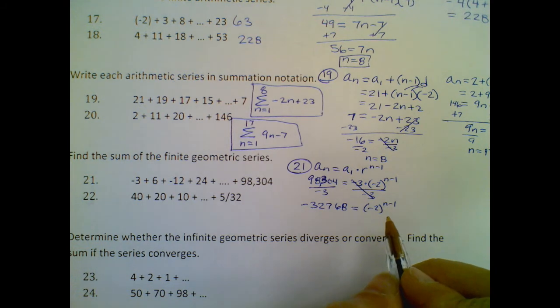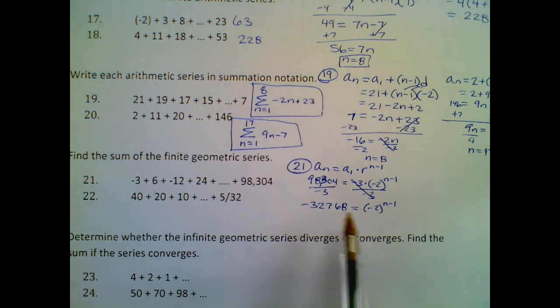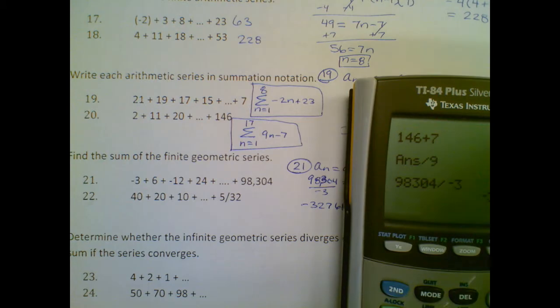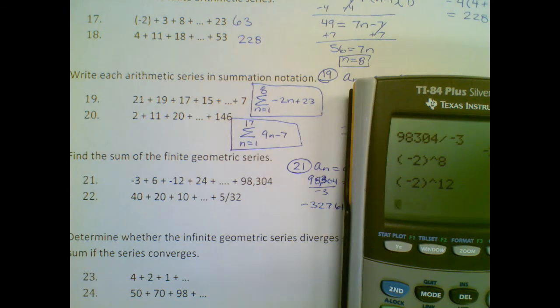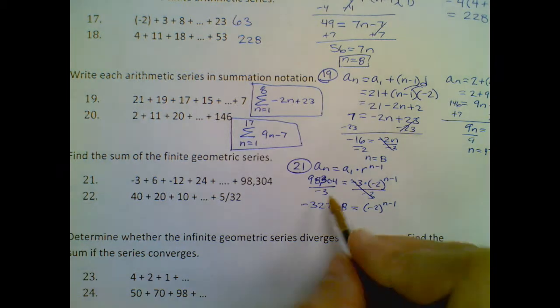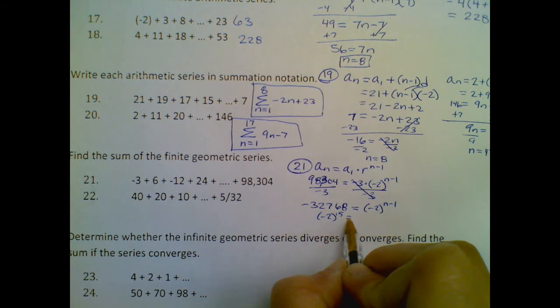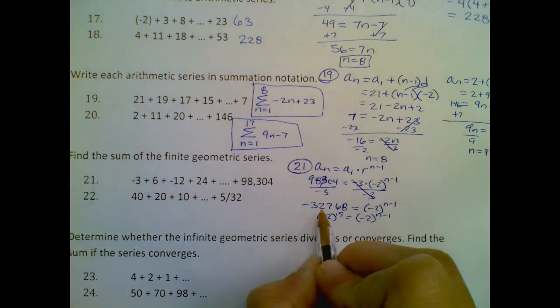So now we're trying to figure out negative 2 to what power gives me this number right here. So this is going to be a trial and error. Make sure you put the negative 2 inside parentheses. So we need to go higher. Need to go higher. Need to go higher. And we get to the 15th power. So negative 2 to the 15th power again gives us that number.